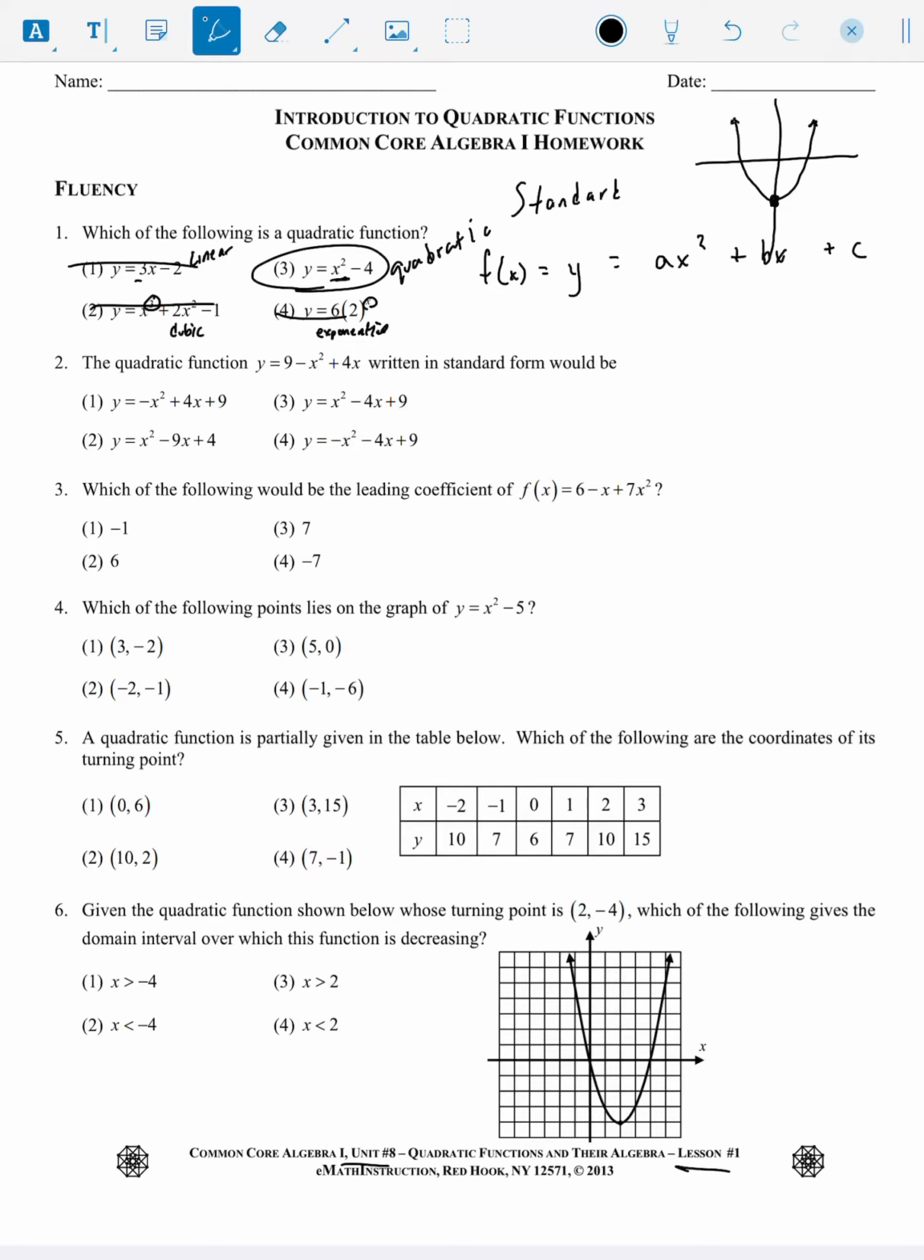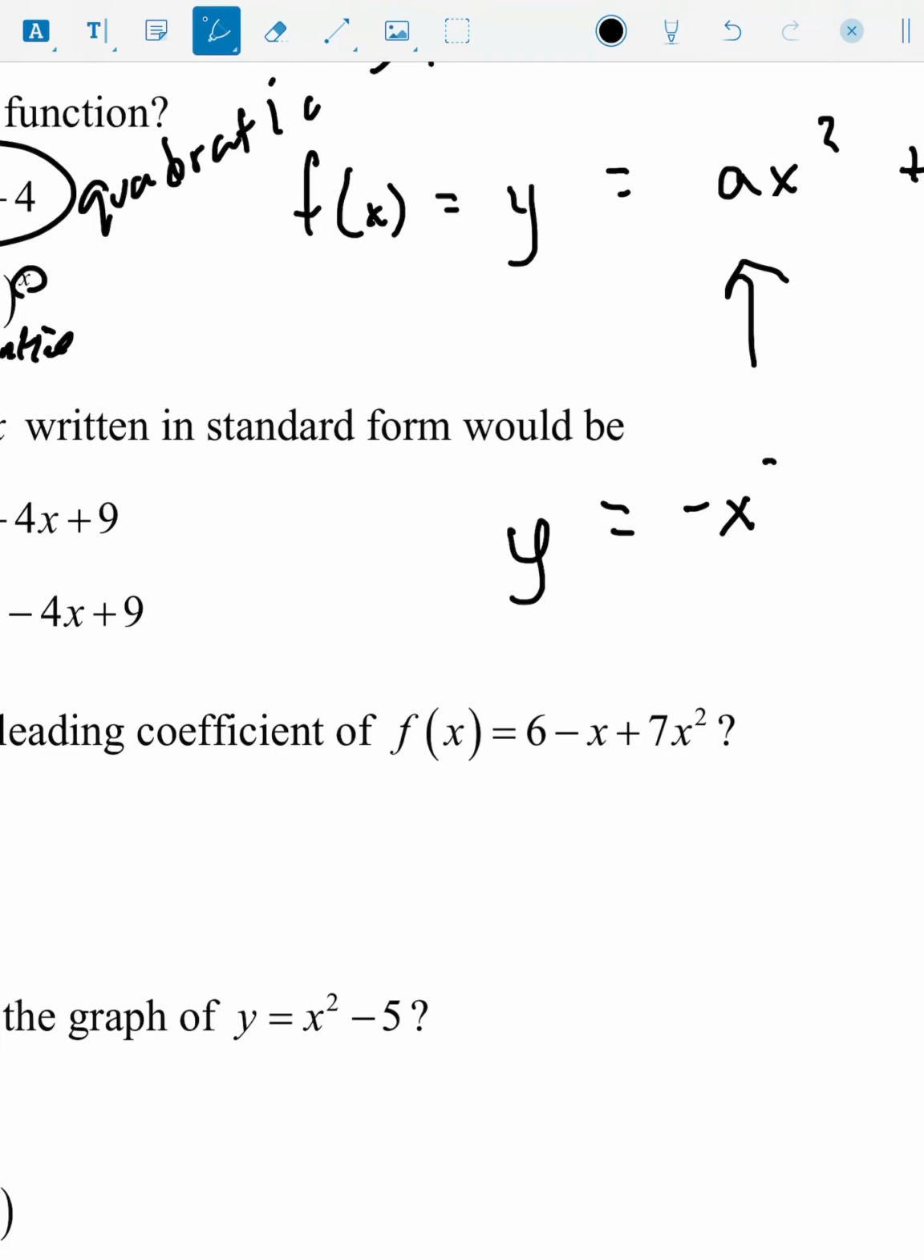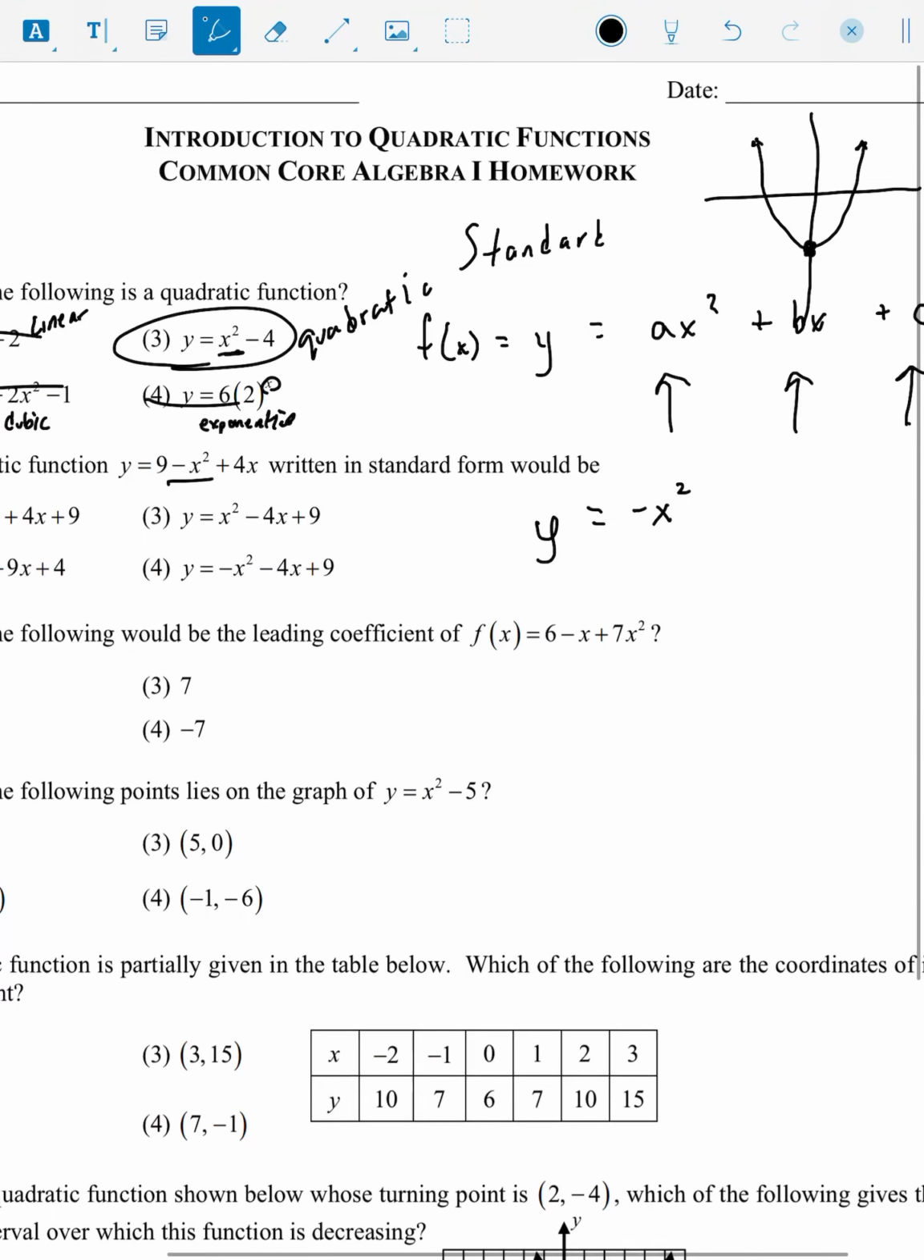Question 2 says a quadratic function y equals 9 minus x squared plus 4x written in standard form would be, well, you need to write quadratic functions where the degrees of the terms are descending, meaning start with your highest degree and move down the line. So if I'm starting with my y equals, I first see that I need to take care of my x squared term. And here it is a negative x squared, or negative 1x squared, followed by my x term, which is a positive 4x, and followed by my 9, which is a positive 9. And there is standard form.